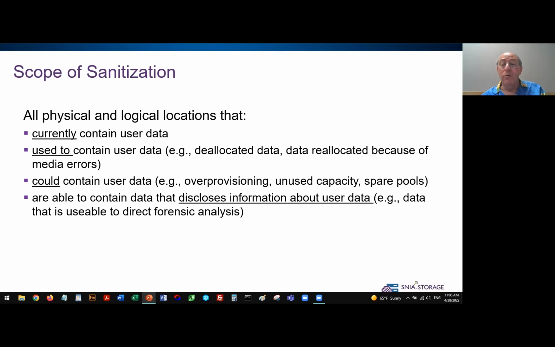So you go look at an error log and you find that, oh, LBAs 4, 5, and 6 were used. That gives a starting point for clues. So sanitization also includes getting rid of information like that.